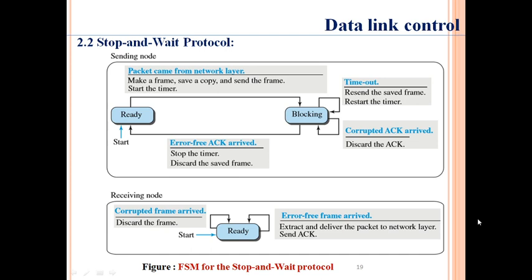At the receiving node, you can see that if a corrupted frame arrives, it will just discard the frame. If an error-free frame arrives, it will extract and deliver the packet to the network layer and send a positive acknowledgement. You can see that in the corrupted case it will not send any acknowledgement, because the sender will automatically wait until the timer expires and then send the same frame again. So a negative acknowledgement is not required from the receiving node.